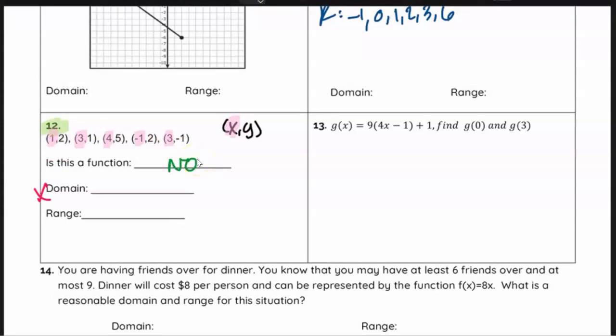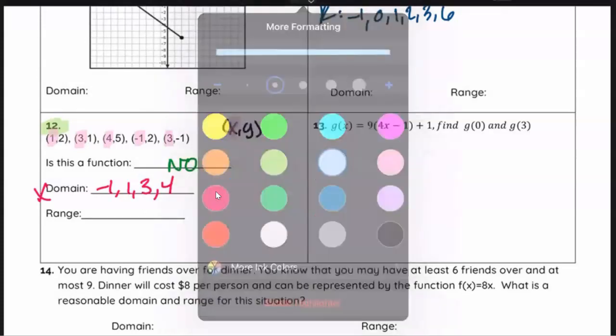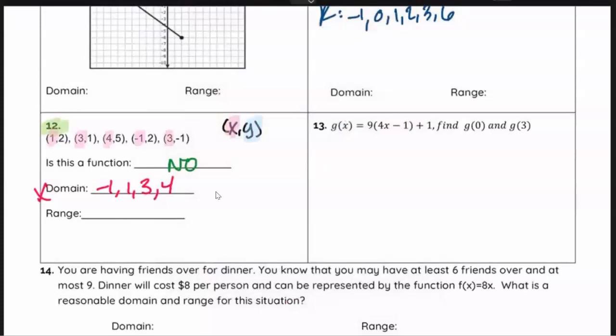So my smallest x number is going to be that -1. My next smallest x number is going to be +1, then 3. But remember, no repeats. So although I do have 2 3s, I only will write the 3 once. Then 4. So these are my x numbers, written as least to greatest, no repeats. Range is going to be my y values, which are the second number in my coordinate points.